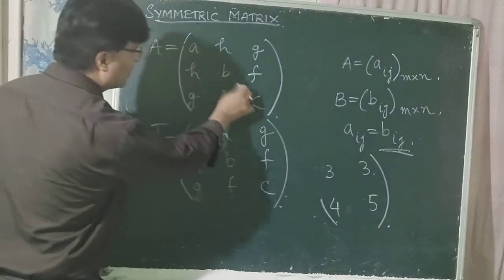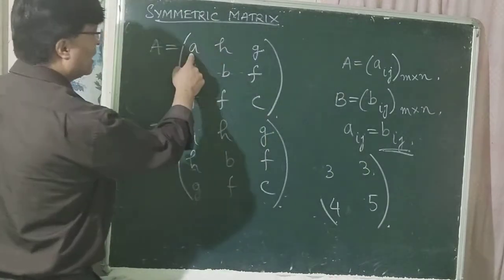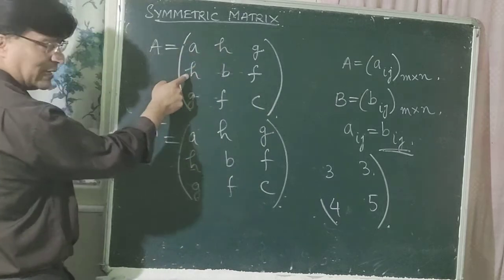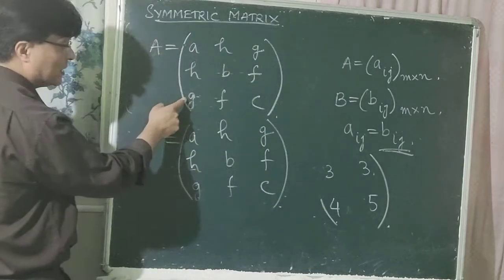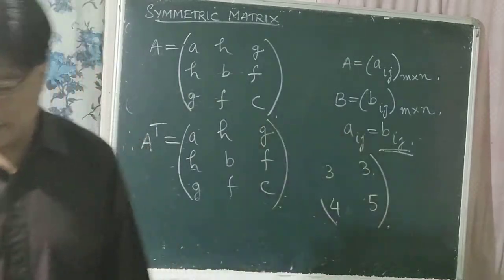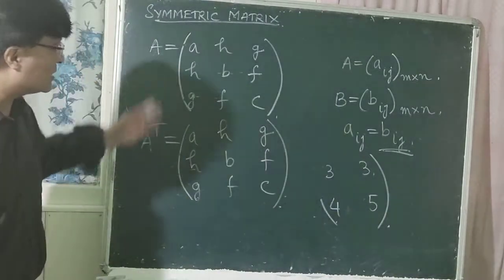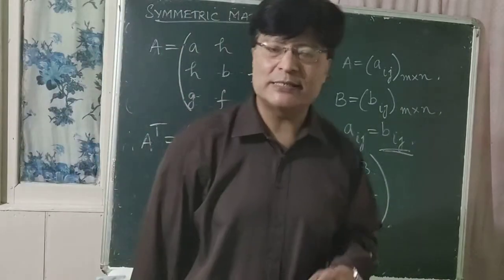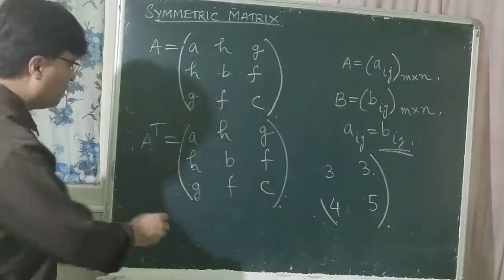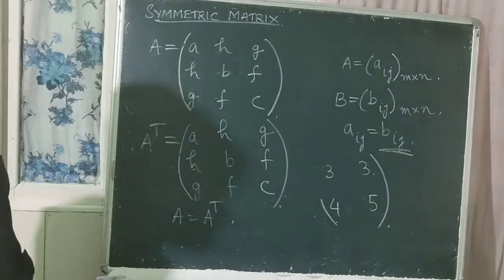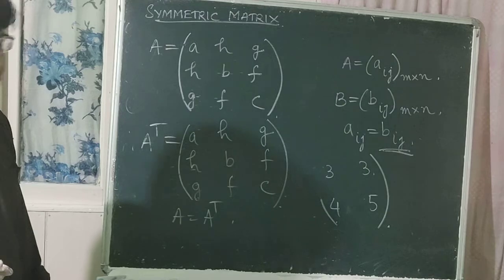So how can you write down symmetric matrix? This is the leading diagonal elements. You can have any elements here, A, B, C, right? But if you write H here, you should write H here. If it is Z, it should be Z. If it is F, it should be F. So that is known as what? Symmetric matrix. So these are the examples of symmetric matrix. A square matrix A is said to be symmetric matrix if A is equal to A transpose. Is that clear to all of you?